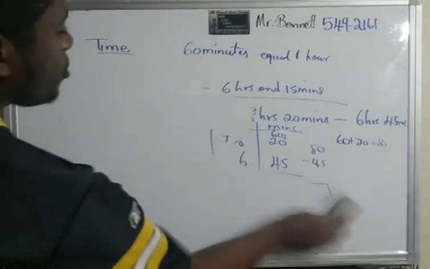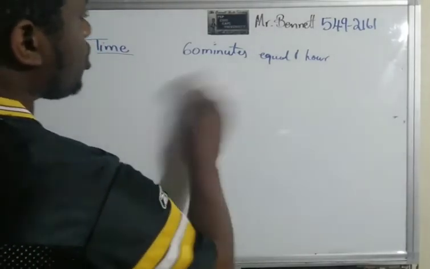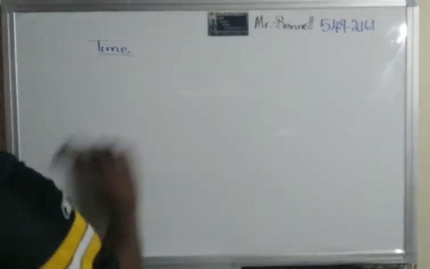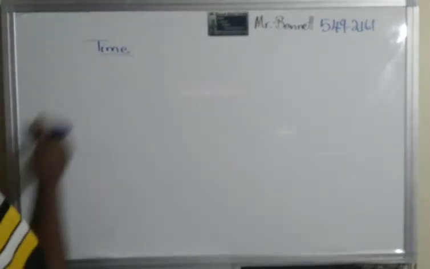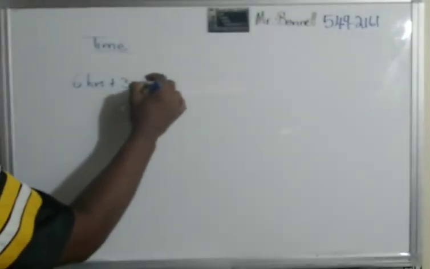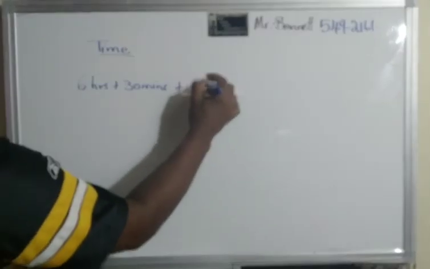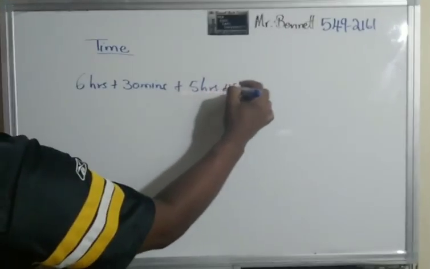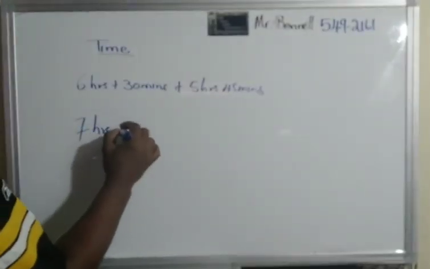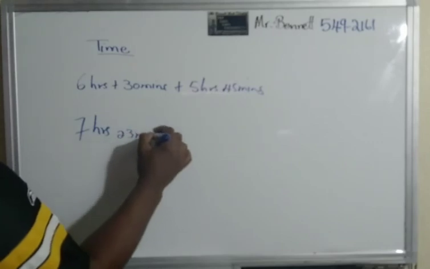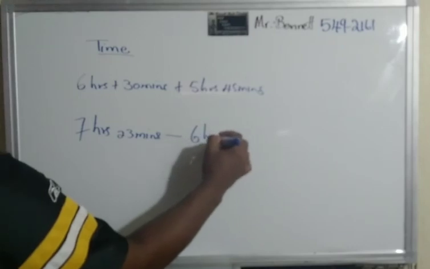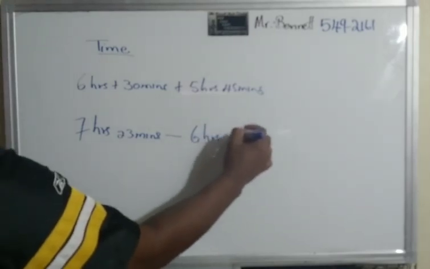Alright, let us give you 2 to do. You can leave this in the comment section. So let's say 6 hours 30 minutes plus 5 hours and 45 minutes. You guys can math that, right? And 7 hours 23 minutes minus 6 hours 35 minutes.